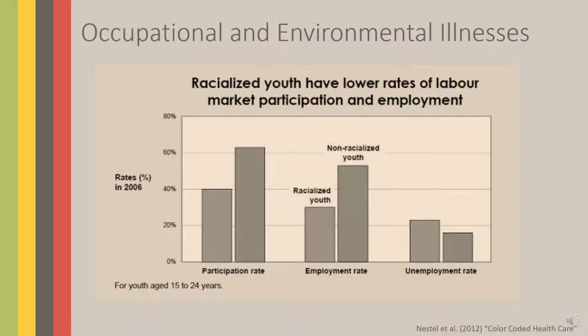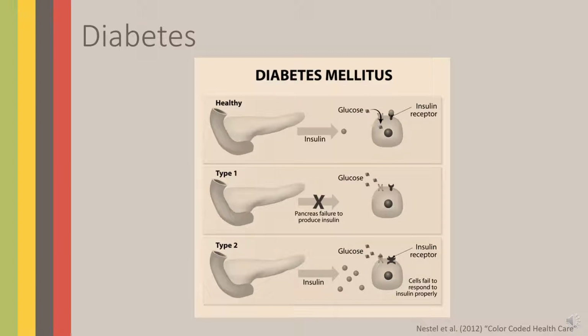Moving on to occupational and environmental illnesses, we know from workers' compensation data that immigrants and racialized people are exposed to distinct environmental and occupational health problems. Racialized people, after all, are more likely to work as manual laborers or in factory settings, which poses significantly higher risks for injury and environmental exposure.